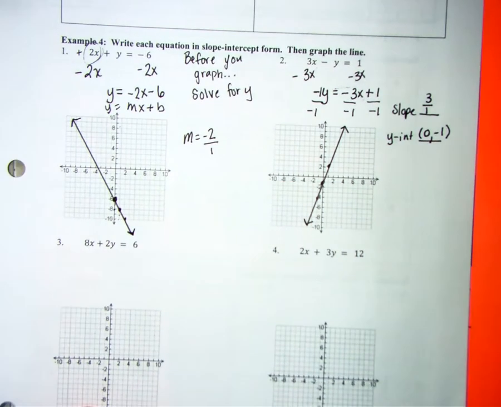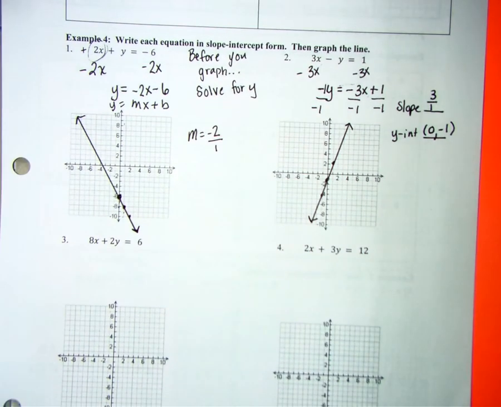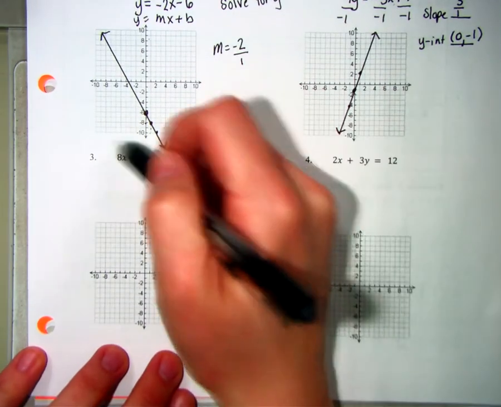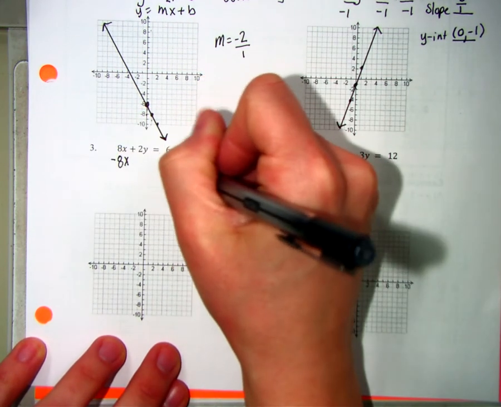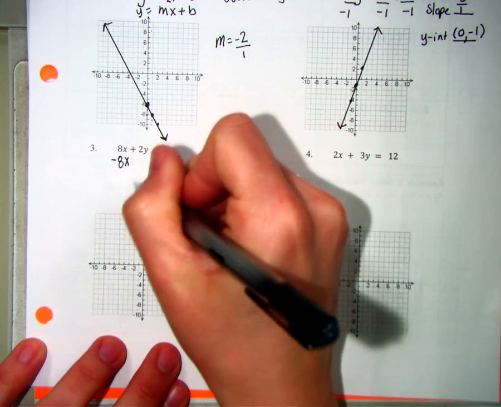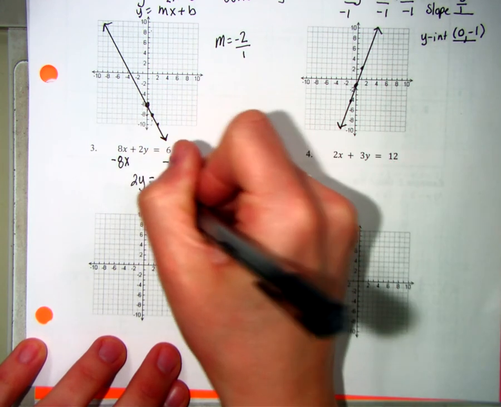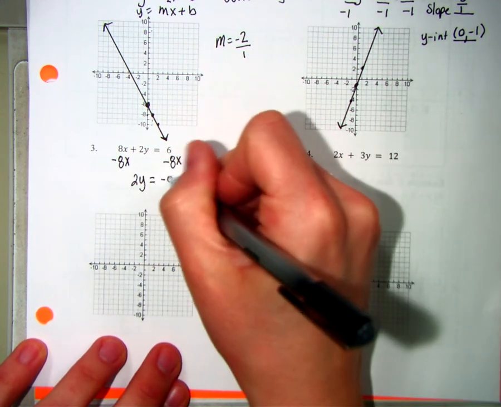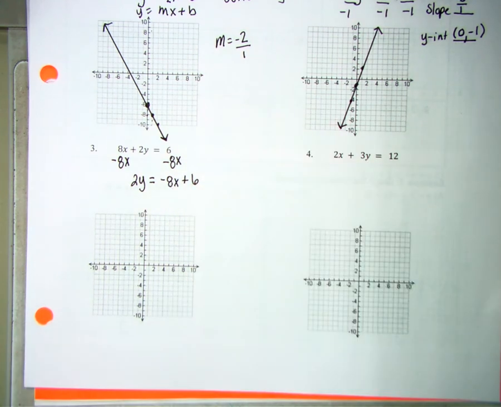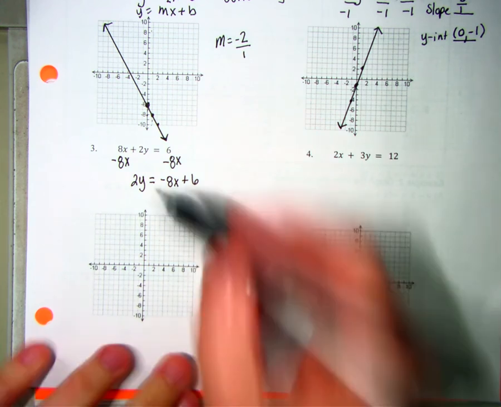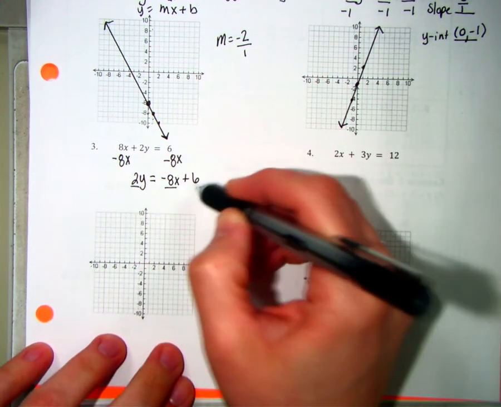Okay, last 2 here, we're just going to do that same process. I don't like that there's not any negatives for us to work with, but that's just how it is. Okay, so there's a positive 8x here, so we're going to subtract 8x. Subtract 8x. So 2y is equal to, put that negative 8x first, and a positive 6. Divide everything by 2. This is the part we need to talk about.